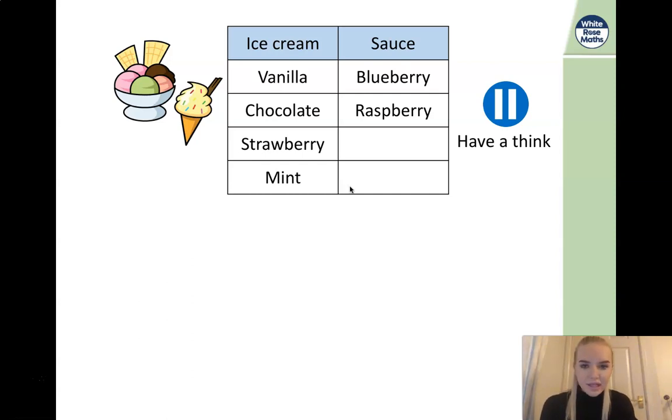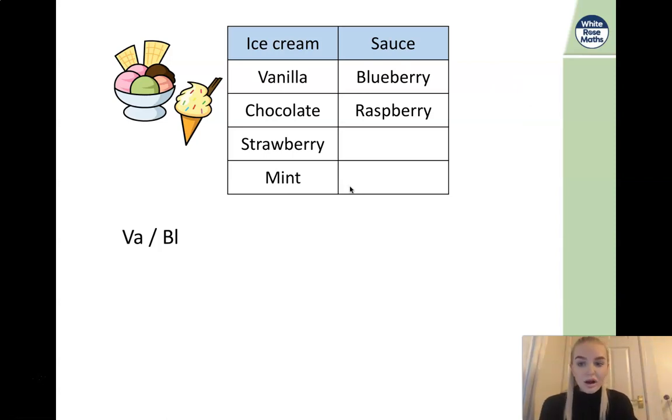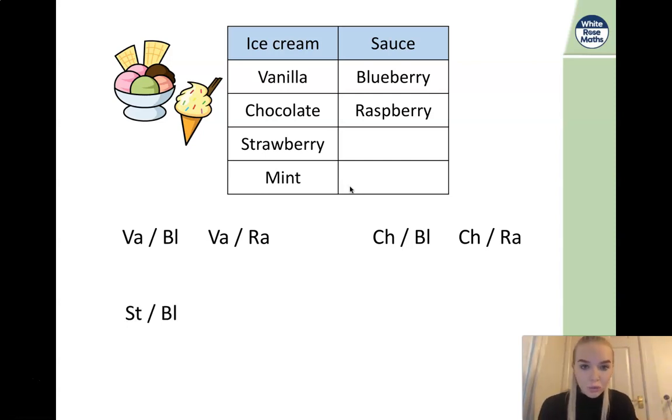Okay, did you get the same as me? So, I found that I could have vanilla and blueberry. I've got VA and BL as my keys. I could have vanilla and raspberry. Then I've used all my vanilla, so I can use chocolate and blueberry and chocolate and raspberry. And I know I cannot make any combinations more with chocolate, so I'm going to move on to strawberry and blueberry and strawberry and raspberry.